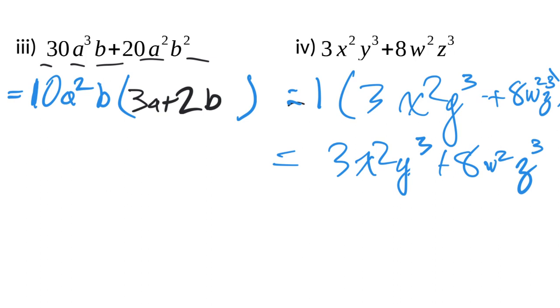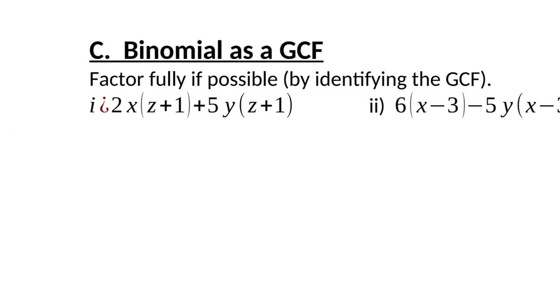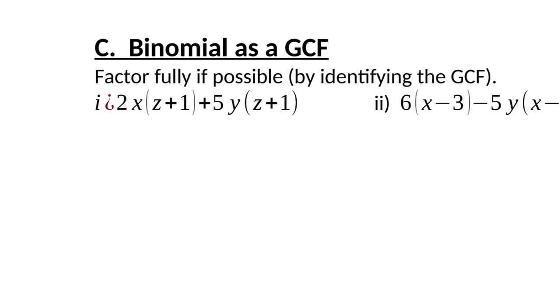Okay, so let's pause. The next thing that we're going to do is try the binomial as a GCF. When we're looking to identify a binomial as a GCF, a binomial is something that has two terms in it, like an addition. The key, remember what I said, is we're looking for a pattern. Do you see a pattern in there that looks the same for the first question? Yeah, so if I highlight it, the z plus 1 and this z plus 1 are the same. So just like what we did before, we pull the stuff that is the same to the front.